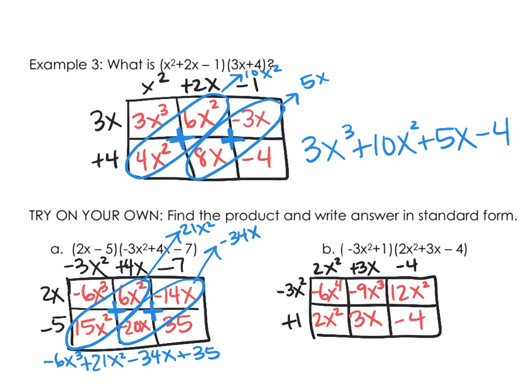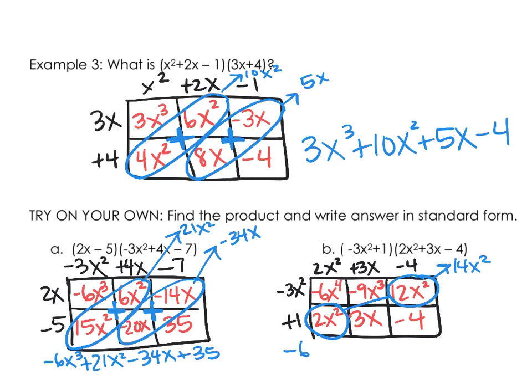So we're looking for our like terms. This one is a little tricky because our like terms are not diagonal from each other. That x to the 4th doesn't go with anyone. X to the 3rd doesn't go with anyone. 2x squared is going to go with 12x squared, which is going to become 14x squared. 3x doesn't go with anyone, and neither does negative 4. So we only had that one set of like terms.